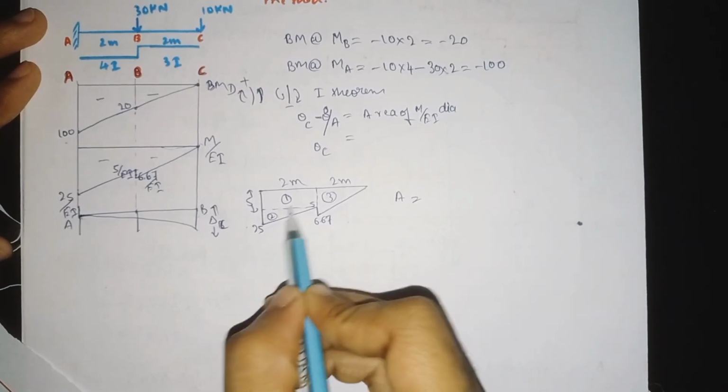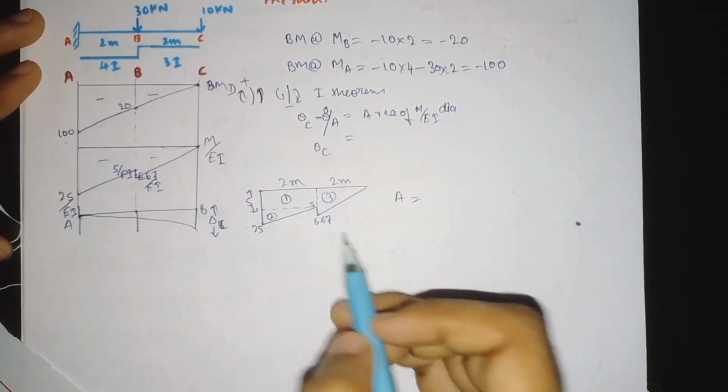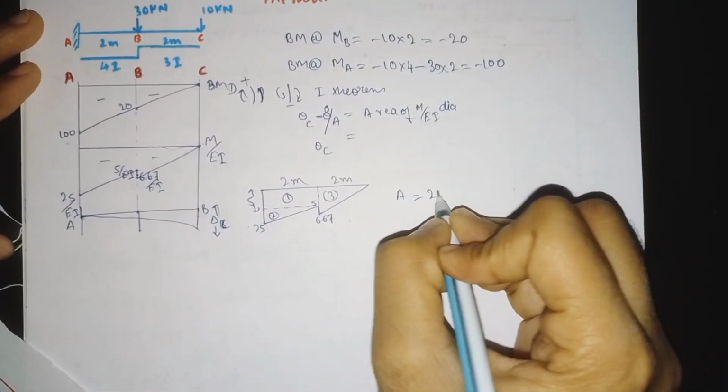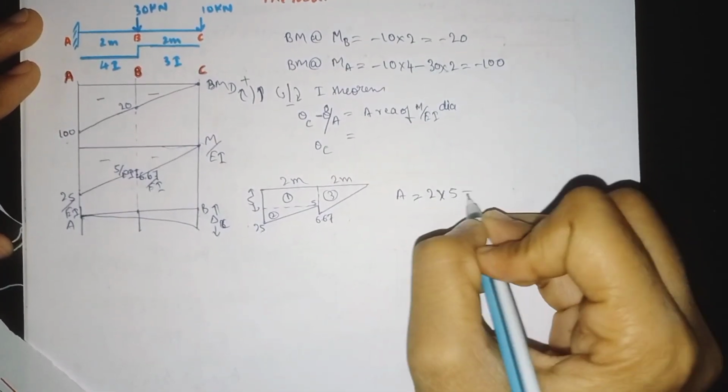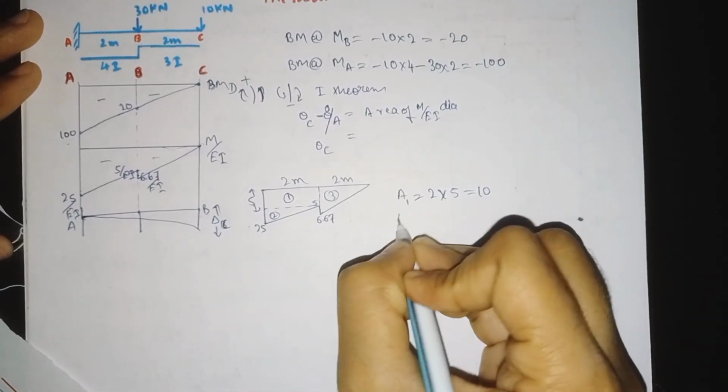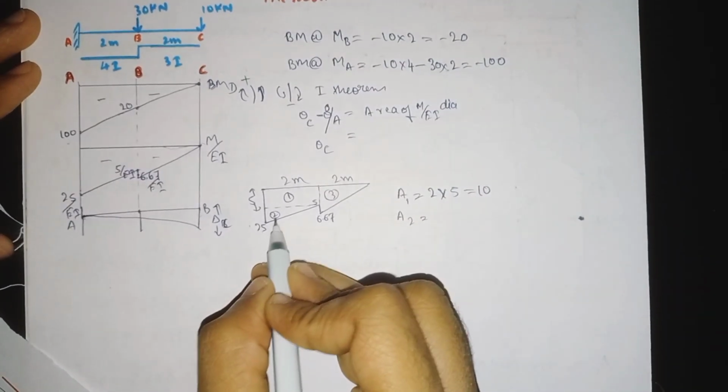So now we are calculating the area of this rectangle. The formula is length into height. Our length is 2 meter and height is 5 meter. If we do it, it will come out as 2 into 5 is 10. Area A1 is 10.